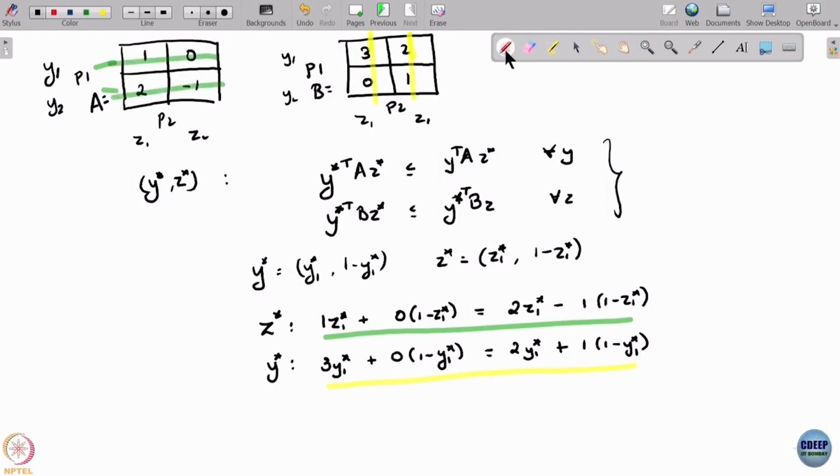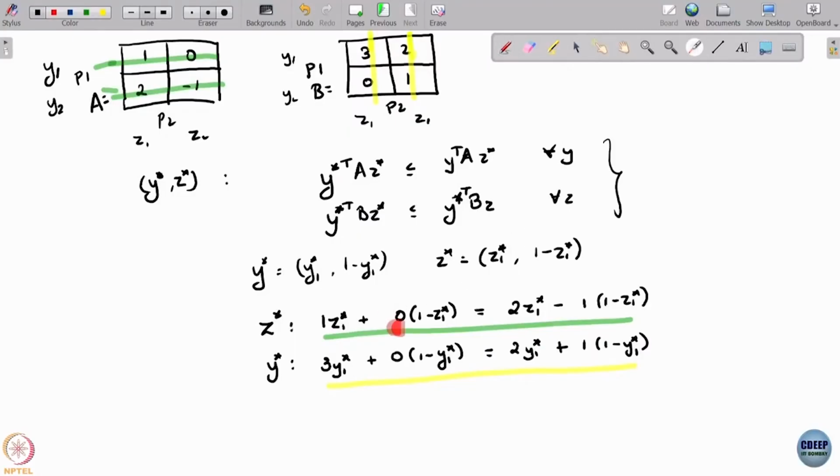Is it clear? Now what you have is just some linear equations which you can solve to find y1 star and z1 star, and from there you will get your answer. The reason we could do this is because there were just two pure strategies for each player, and therefore you get just two equations like this.